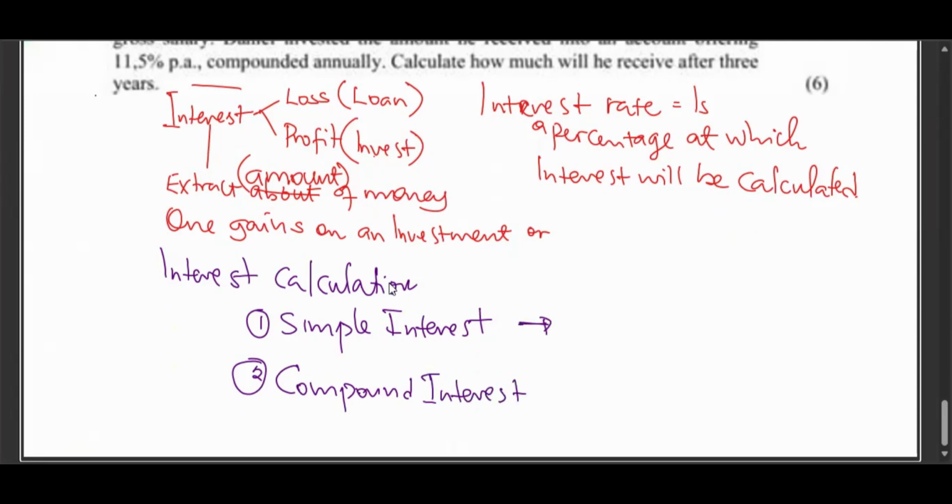So, simply meaning, simple interest, all you have to know, it does not change. In other words, it's the same throughout. Compound keeps changing. We shall see how we do the calculations. Compound keeps changing, period per period.